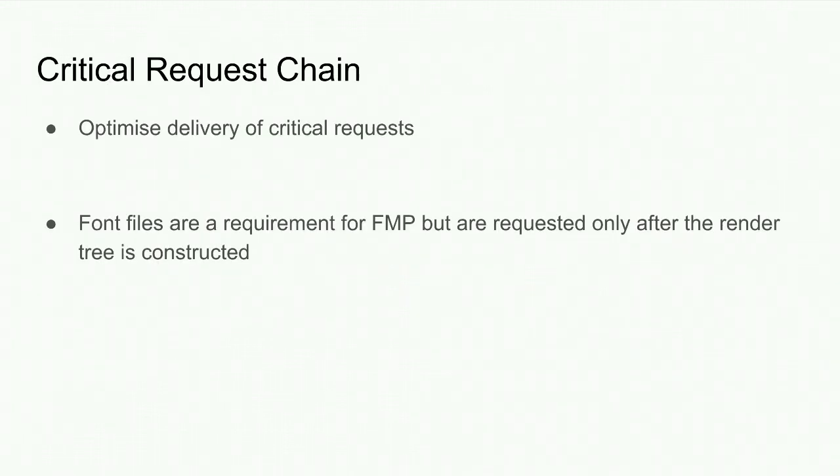The next improvement which we're going to look at is our critical request chain and see what can be improved there. The critical request chain are the requests or the items needed for the time to first meaningful paint, and these can be extracted through Lighthouse once again. What you will notice if you take a look at your critical request chain is that font files are a requirement for the first meaningful paint, but they are only requested after the render tree is constructed.